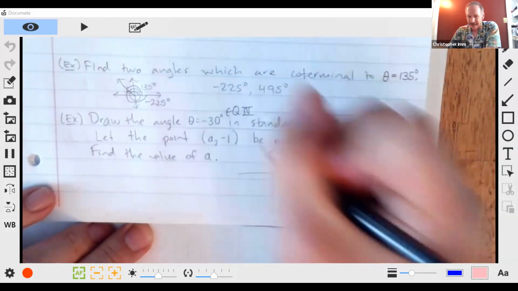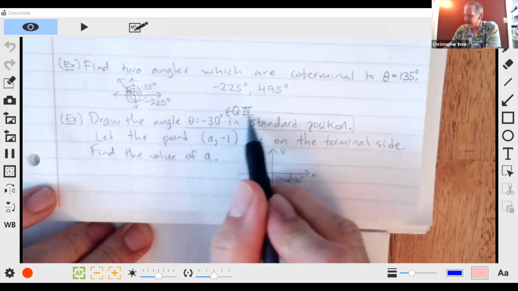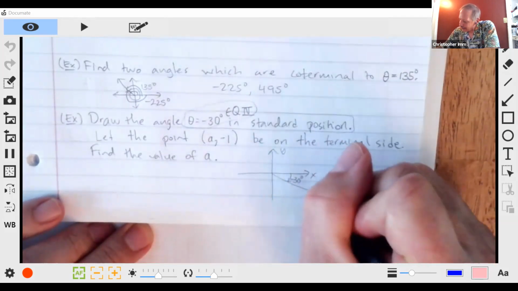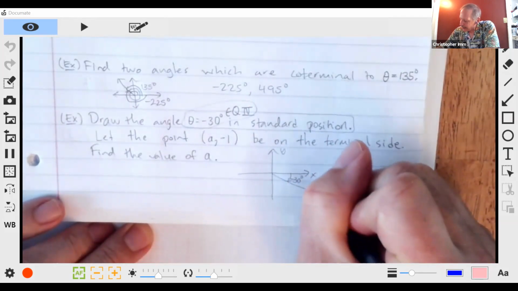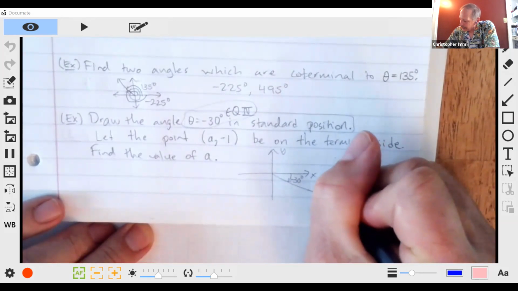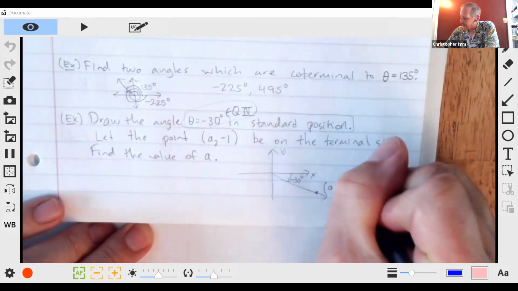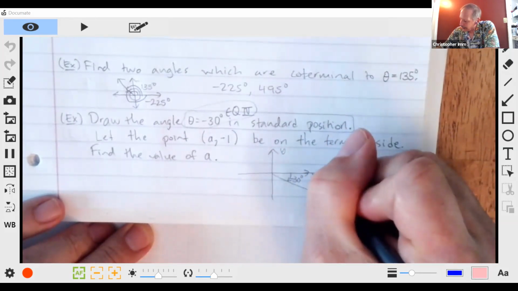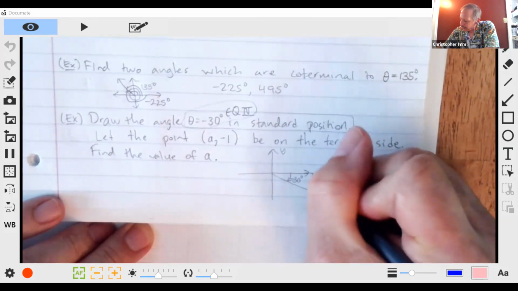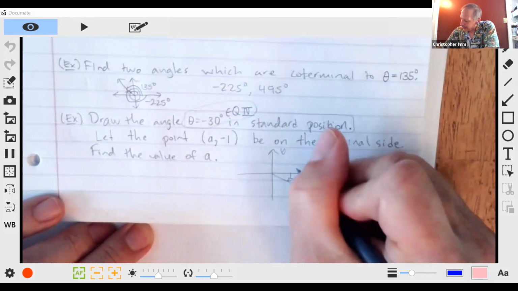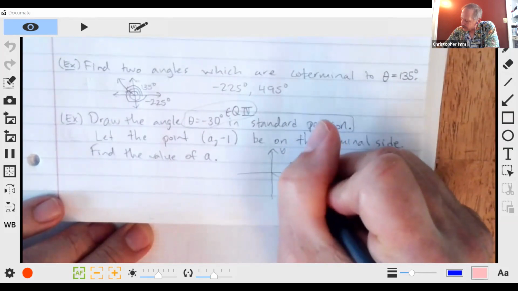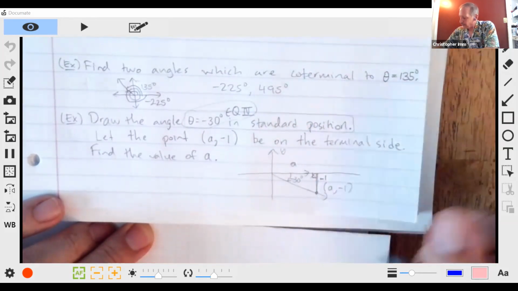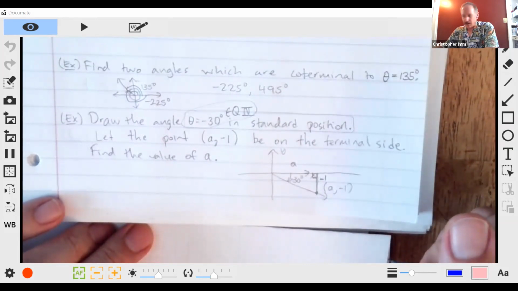So it might look like that in the textbook. Let's have an angle that's in quadrant 4, and I have a point on the terminal side that is (a, -1). If I extend this x over here, I can drop down a triangle. I go over a in the x direction, I go down 1 in the y direction, and I want to find the value of a.